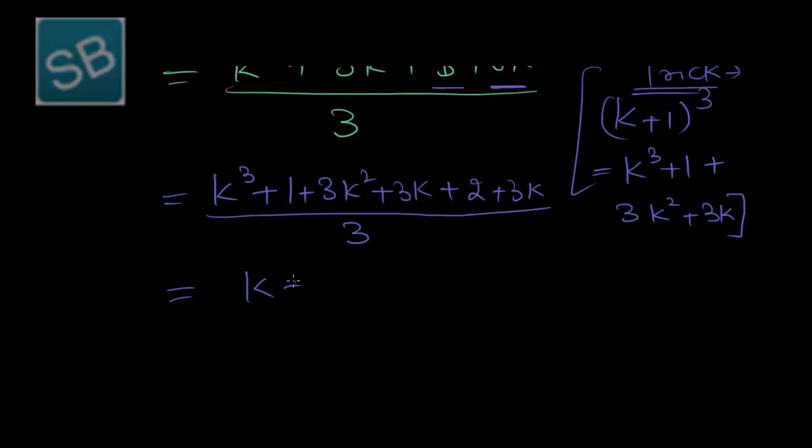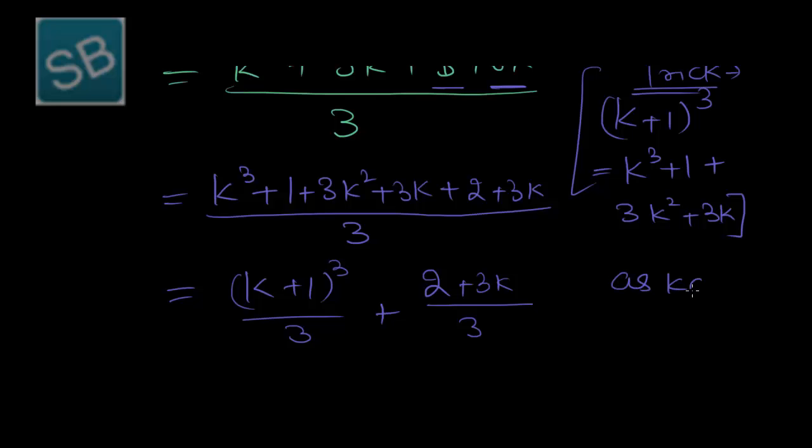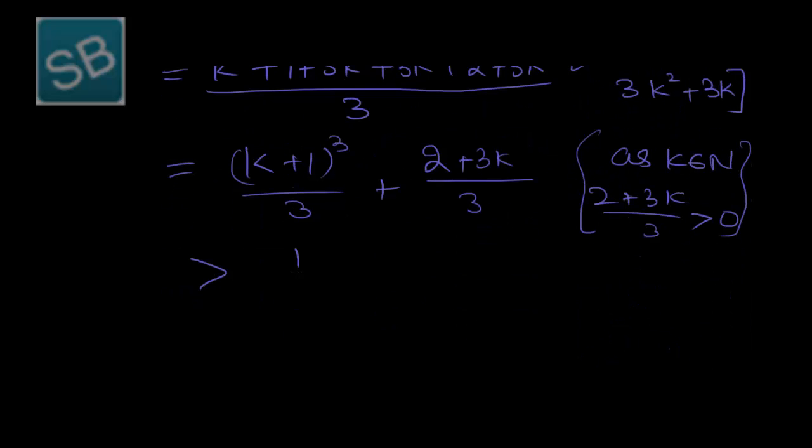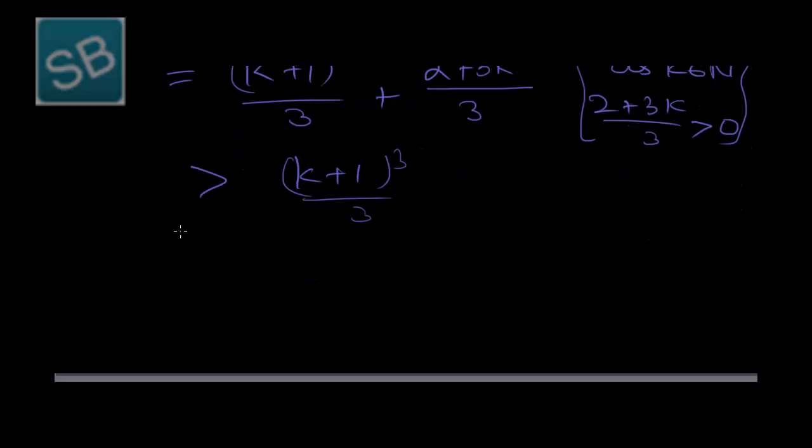We can see that it is turned into k plus 1 whole cube over 3 plus 2 plus 3k over 3. So we can see that this plus some quantity is always greater than k plus 1 whole cube over 3. But there is a question, what about this quantity? Is it always positive? Yes, as k belongs to natural number and natural numbers are positive numbers. Therefore 2 plus 3k over 3 is always greater than 0. Because of this reason, this whole quantity is greater than k plus 1 whole cube over 3. That is, we can see that P of k plus 1 is true.